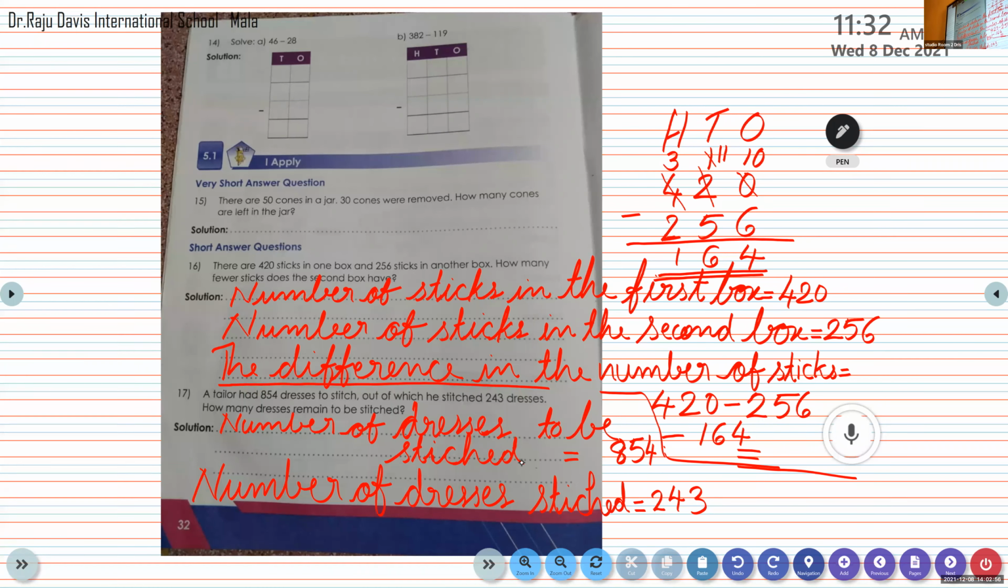Please complete your answer. Then try to write the third step. What will be the third step? Number of dresses remaining to be stitched. Ma'am, the next page has space. You can take the next page. Is it over, everyone? Do it fast.